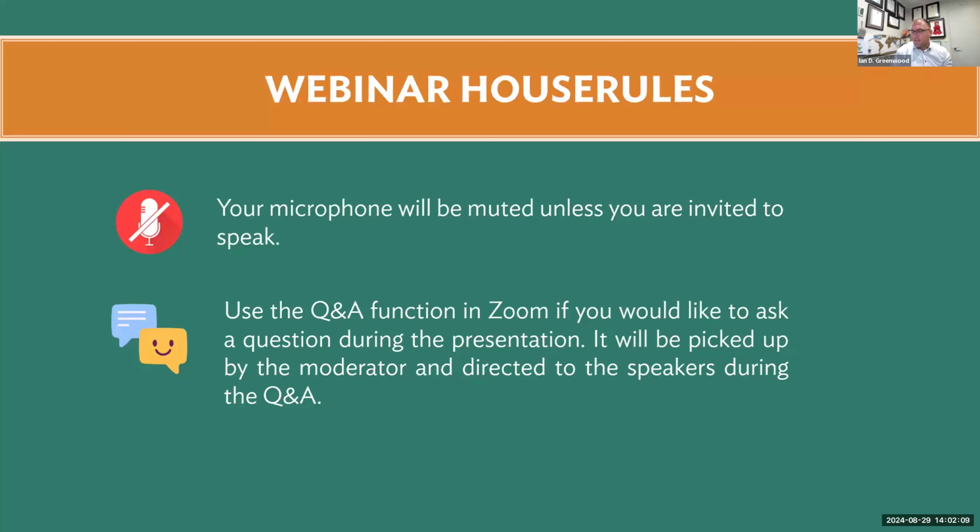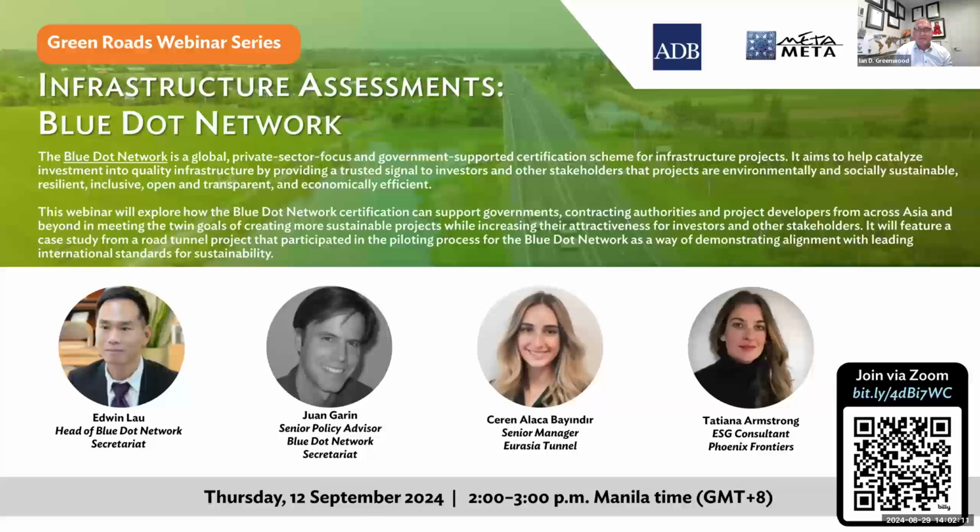Just to let you know what's coming up, we've got the next couple of sessions in 2 weeks' time. It's doing the infrastructure assessments and the blue dot rating for essentially how green is your project. So with the Green Roads Toolkit, we've of course got lots of methods and suggestions of how to make your project better. This is a formal assessment method that goes alongside that, one of a number of rating systems out there by the blue dot.